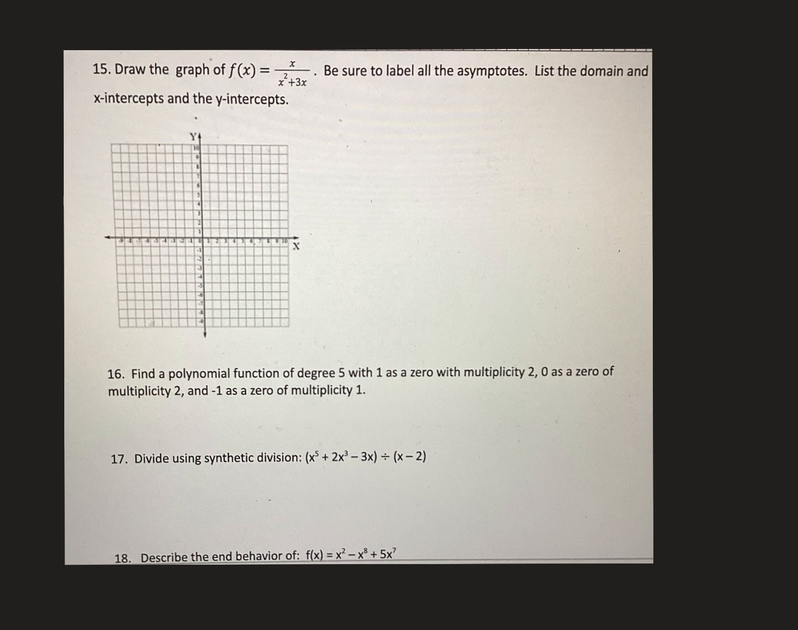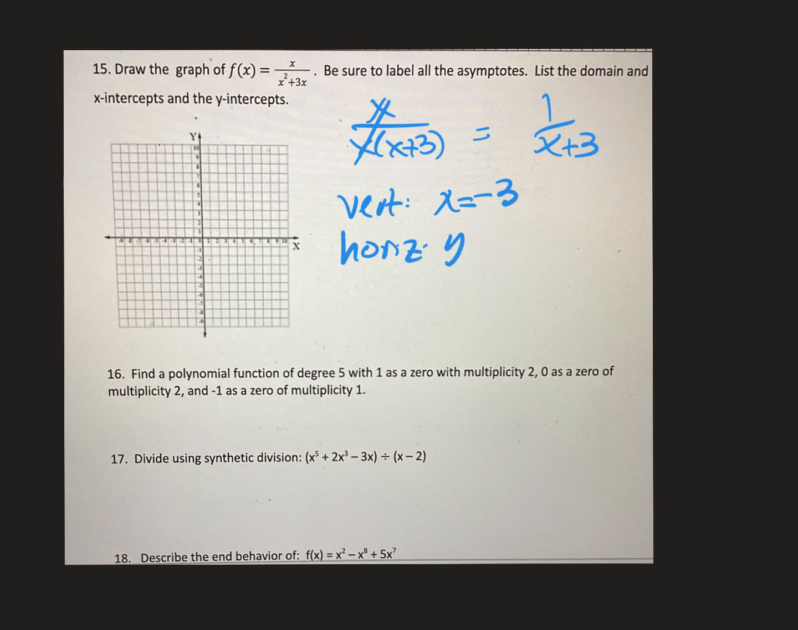15, draw the graph. So draw the graph of this thing. Factor the bottom first. If you factor the bottom, you get this, which means your x's cancel, which gives you 1 over x plus 3. So here we go. My vertical asymptote is going to be x equals negative 3, whatever makes the bottom 0. The horizontal is going to be y equals 0 because the bottom degree is bigger. The x-intercept, whatever makes the top 0, you can't make 1 become 0. Your y-intercept, you cover up the x's, which is 1/3.